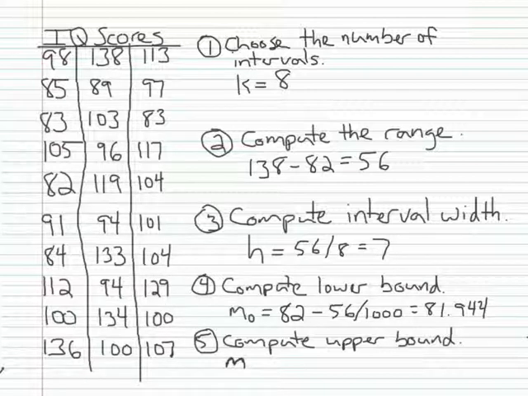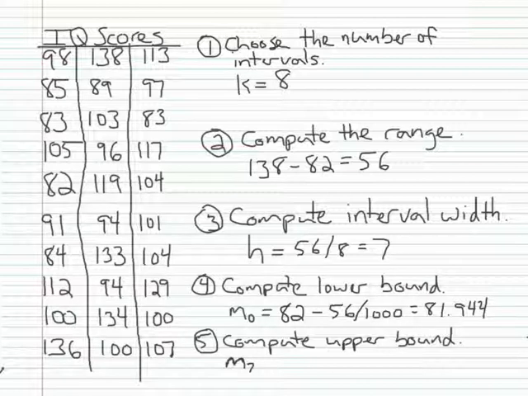Next, I need to compute the upper bound. So this is going to be actually the upper bound of my highest interval. So this is going to be the upper bound for M7. And I'm calling this M7 because I'm numbering my intervals beginning at 0. So my 8 intervals are going to be 0, 1, 2, 3, 4, 5, 6, and 7.